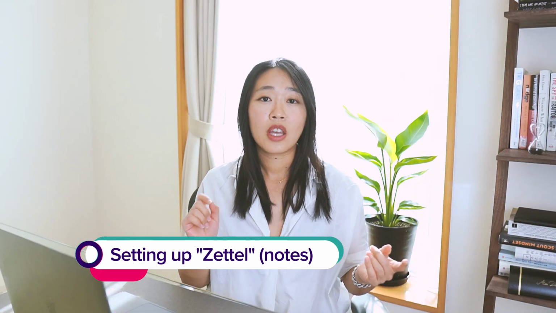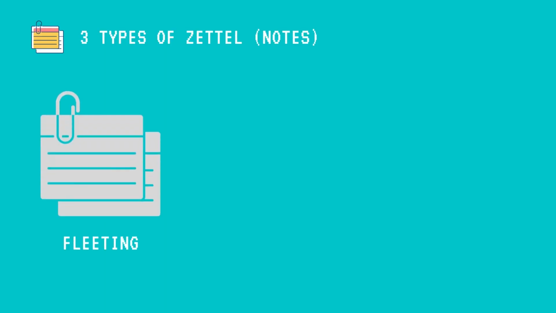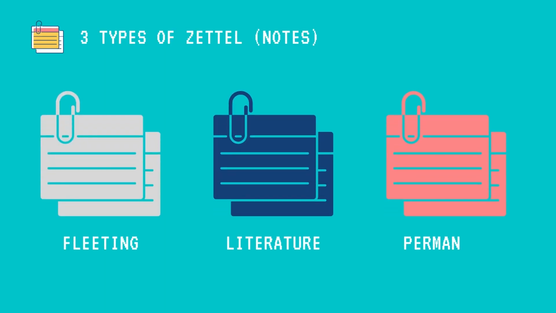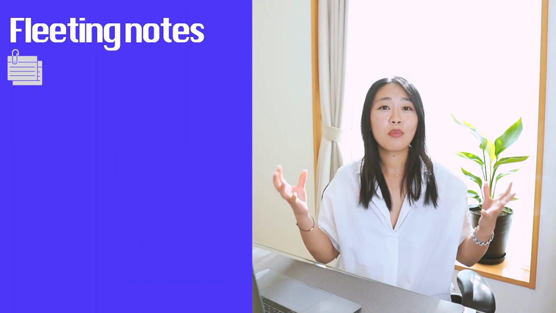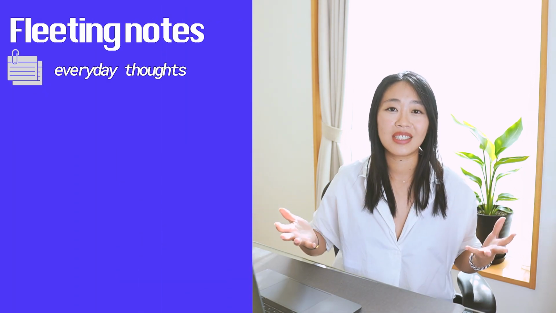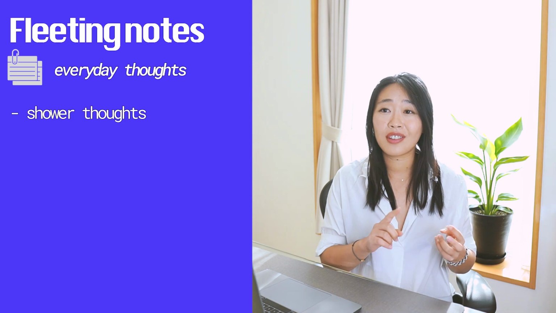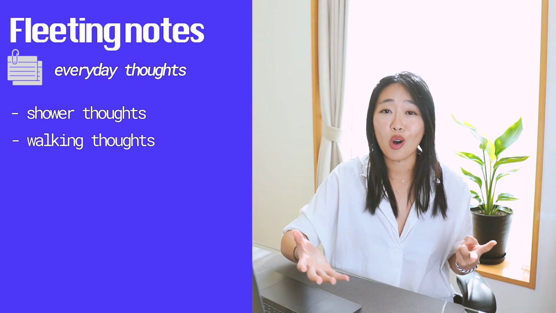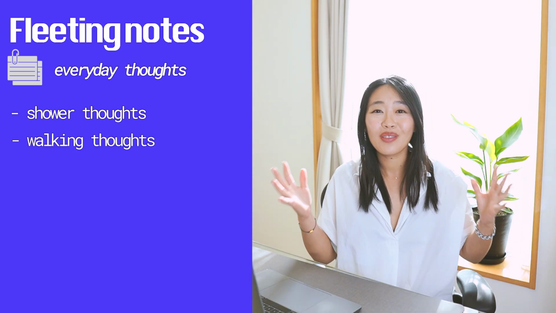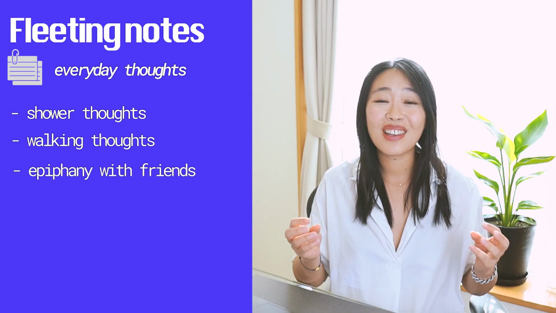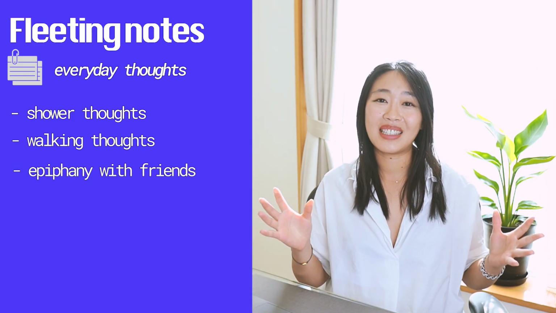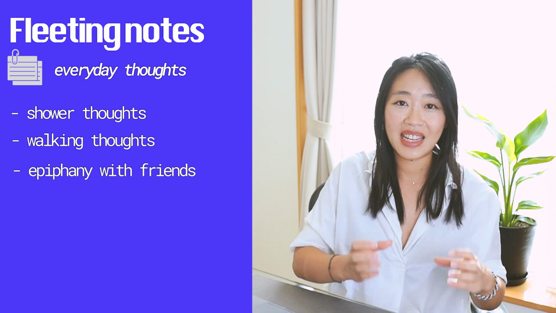There are 3 types of Zettel, 3 types of notes. They are fleeting notes, literature notes, and permanent notes. First, fleeting notes. These are the thoughts that come through our head as we go on our daily lives, whether it's shower thoughts, thoughts that you have when you're taking a long walk, when you're talking to friends and all of a sudden you have an epiphany. These are thoughts that disappear very quickly, so we must capture them first in notes.